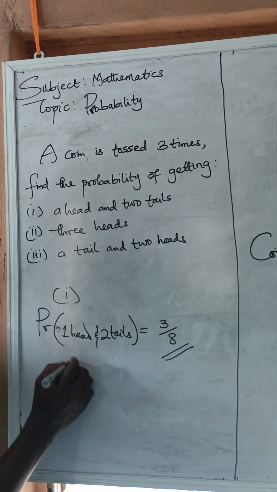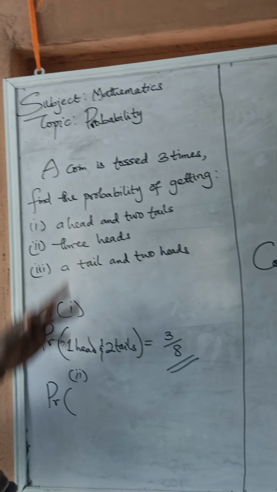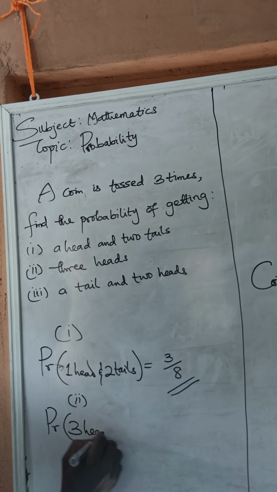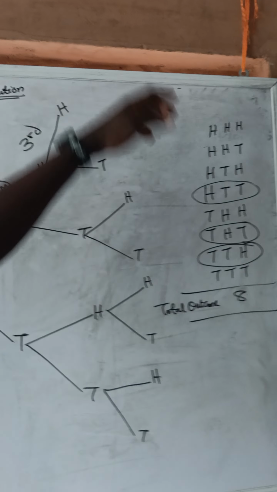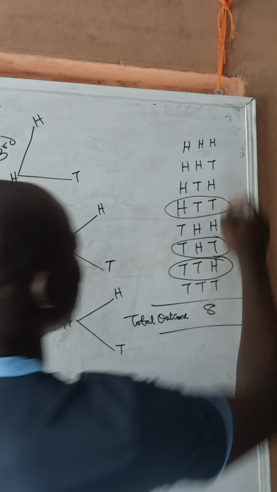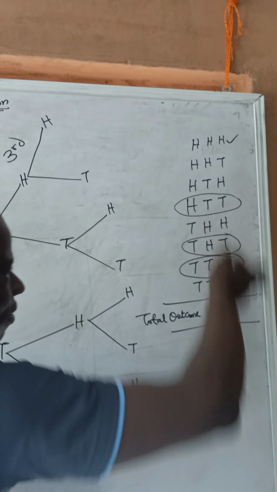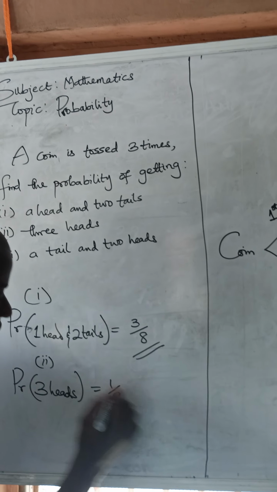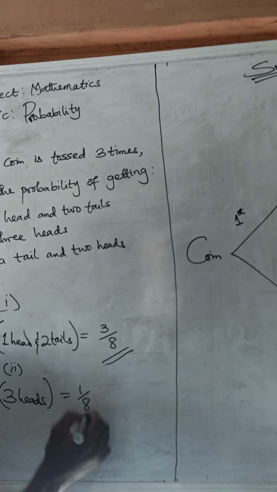Roman figure 2, probability of getting 3 heads. So let's go. Here we have the 3 heads, 1. There are no other 3 heads. So the probability of getting 3 heads is 1 over 8, the required outcome over the total outcome.